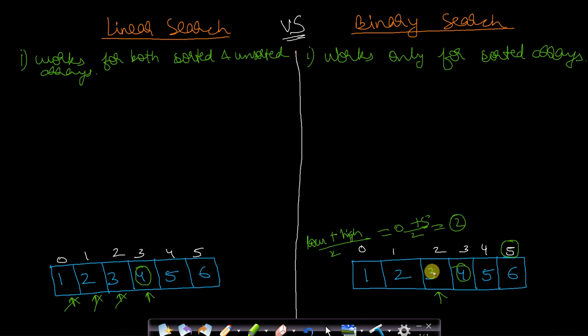Now since 3 is smaller than the element to be found, which is 4, and since our elements are arranged in ascending order, we will just discard all these elements and move to the right hand side. Now the middle element of this right array will be (3 + 5) / 2, which will be equal to 4. Therefore we will move now to index 4.